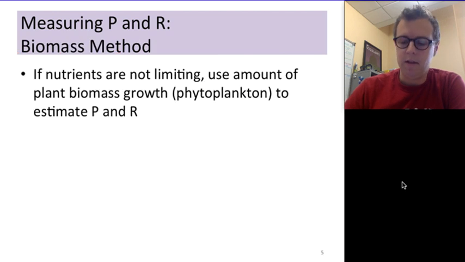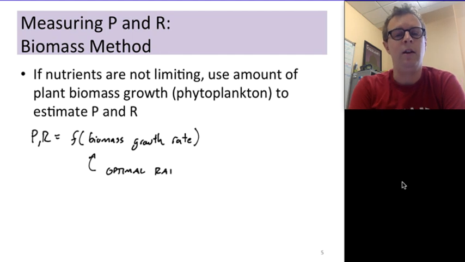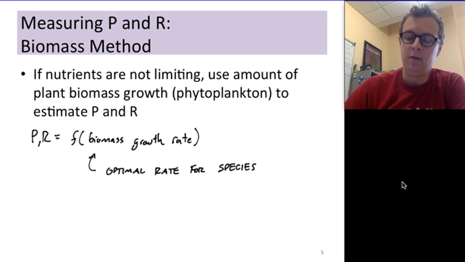The second method that Chopra proposes is called the biomass method. I won't show you the equations here, but we will talk through it. In this process, you're estimating photosynthesis and respiration rates as a function of biomass growth. Now, in order to do this, you need to know several things. You would need to know what is the optimal growth rate for your species. So lacking any limitation, how fast would that algae grow, for example?